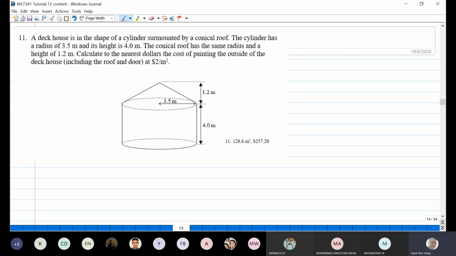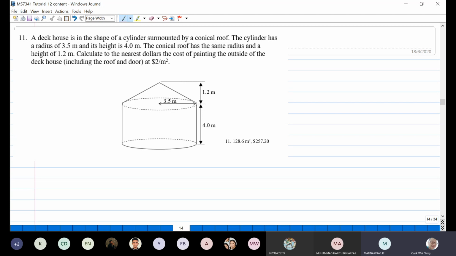Okay, you see the different shapes put together now. The house is in the shape of a cylinder, surmounted by a conical roof. The cylinder has a radius 3.5 and height 4 meters. The conical roof has the same radius as the cylinder, and the height 1.2. What we want now is to find, to the nearest dollar, the cost of painting the outside of that house.